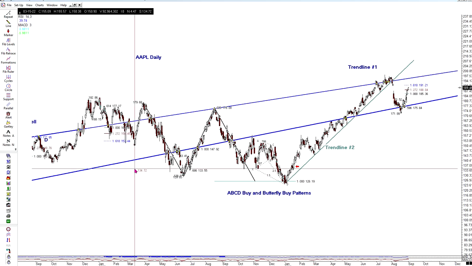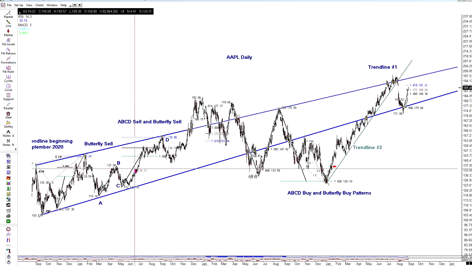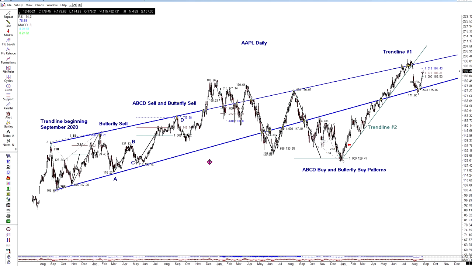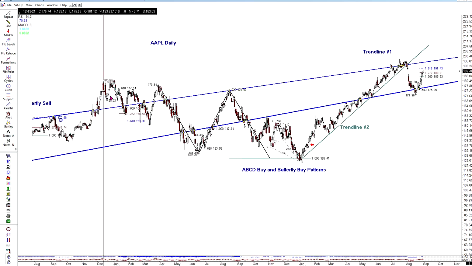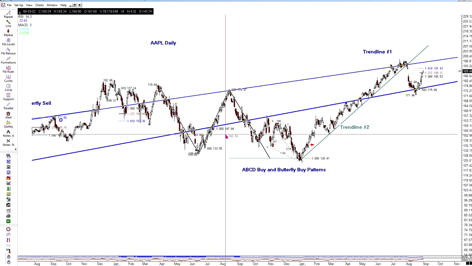All right, here's another one, Apple. Apple has been a popular stock forever, for a long, long time. But here are some longer term trend lines coming back. In 2020, here is a butterfly sell pattern. In early 2020, all these sell patterns were forming on Apple. Anyway, we'll fast forward.